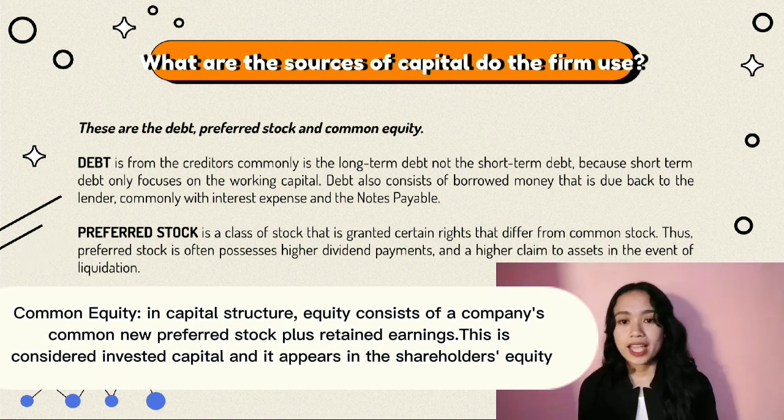So what is debt? The main source of debt is from the creditors. Commonly it is the long-term debt, not the short-term debt, because short-term debt only focuses on the working capital. And the long-term debt is the debt that matures in more than 1 year and is often treated differently from the short-term debt. Debt also consists of borrowed money that is due back to the lender, commonly with the interest expense and the notes payable.